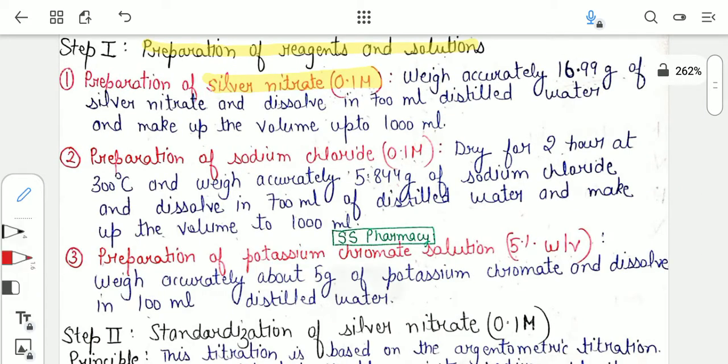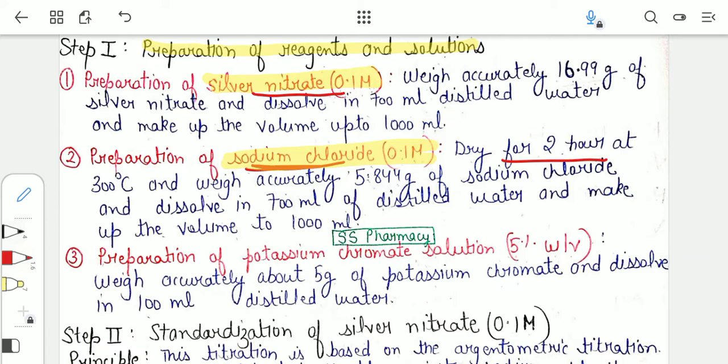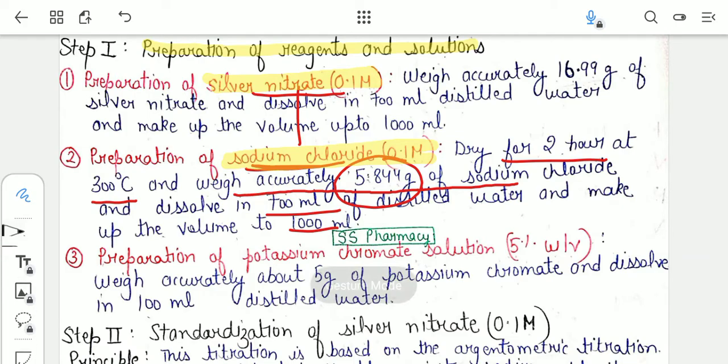After this there is the preparation of our sodium chloride of 0.1 molar strength. The solution of sodium chloride which we are preparing here is not our sample. This sodium chloride solution we will use to standardize our titrant, which is silver nitrate. Here I have written in theory: dry for 2 hours at 300 degrees Celsius and weigh accurately 5.844 gram of sodium chloride. This value also came out with the same formula which we have used for silver nitrate. Let us again see how.